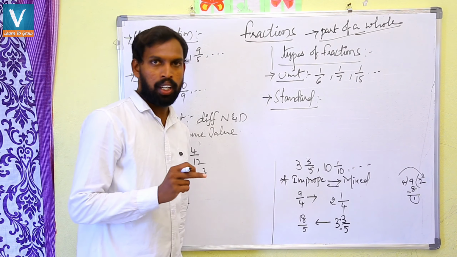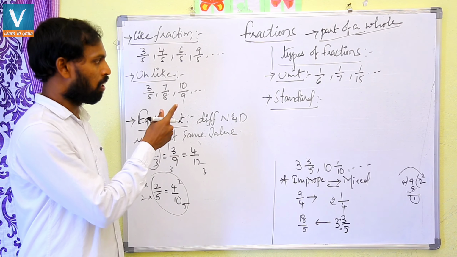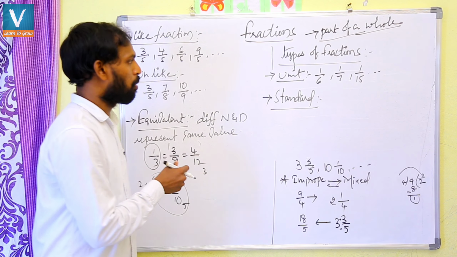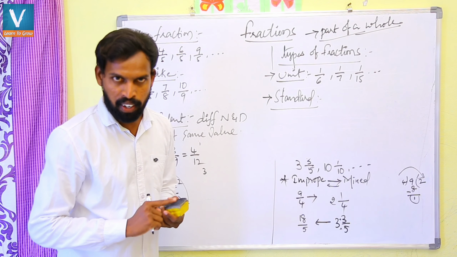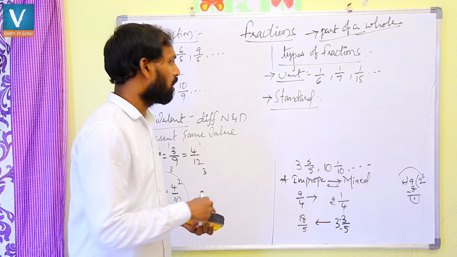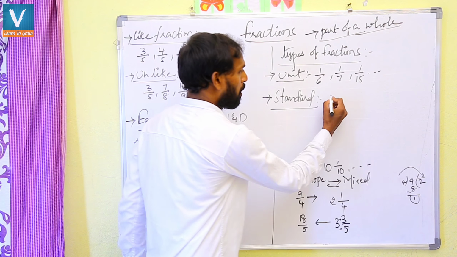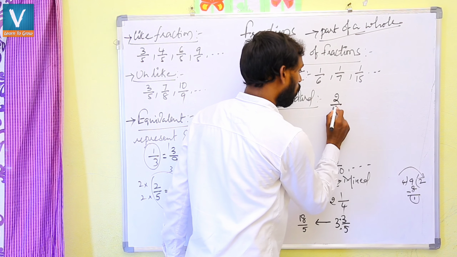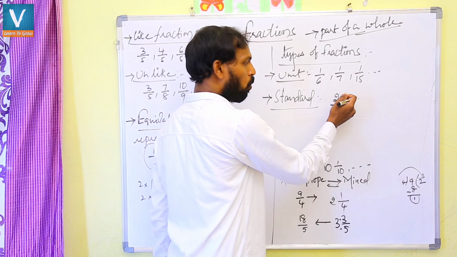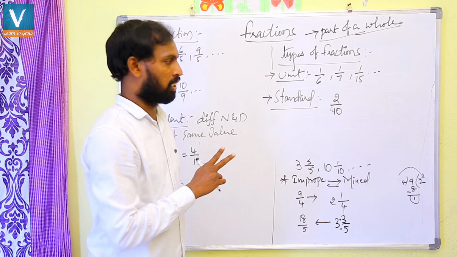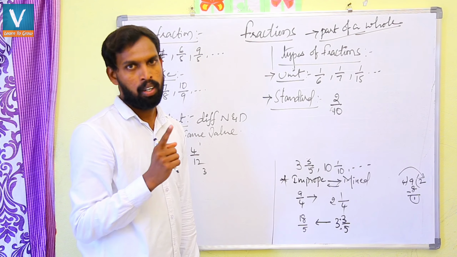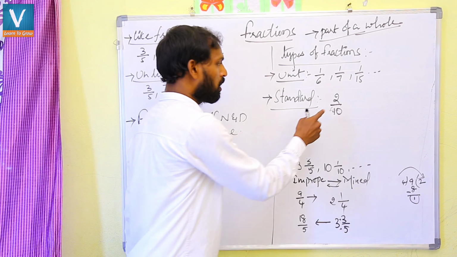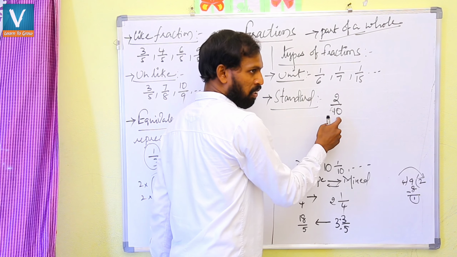Next one is about the standard or lowest form of the fraction. Here the numerator and denominator have only 1 as a common factor, that is, they are co-prime. Those are called the standard form. Suppose I am taking 2 by 10. For 2, 1 and 2 are the factors. For 10, 1, 2, 5 are the factors. So we are getting two common factors. So this is not the standard form of the given fraction.